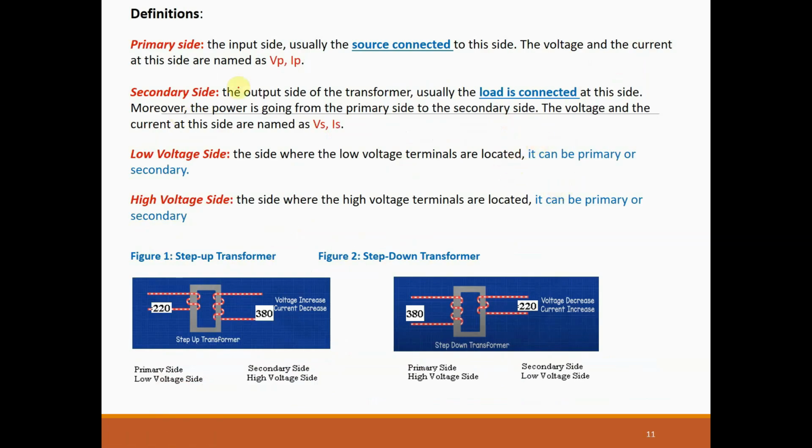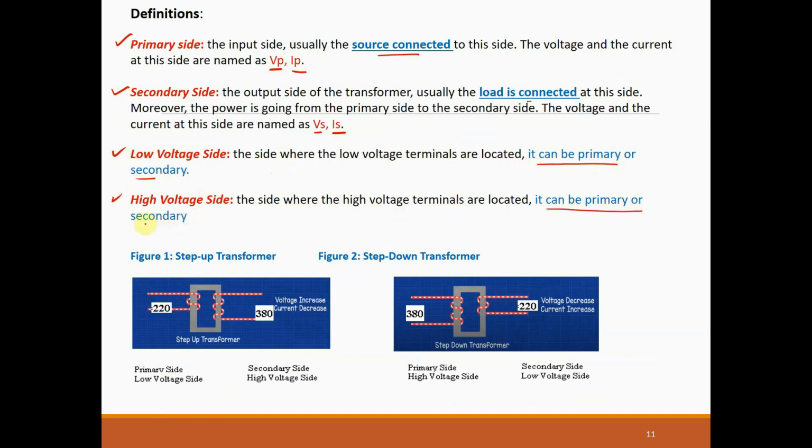Okay, let us again define the parts of the transformer. Primary side is the input side, usually where the source is connected. Secondary side is the output side, usually where the load is connected. For the secondary side, we have Vs and Is, the current. For the primary, we have Vp and Ip. What about the low voltage side and the high voltage side? Low voltage side is the side where the low voltage terminals are located. It can be primary or secondary. High voltage side is the side where the high voltage terminals are located.